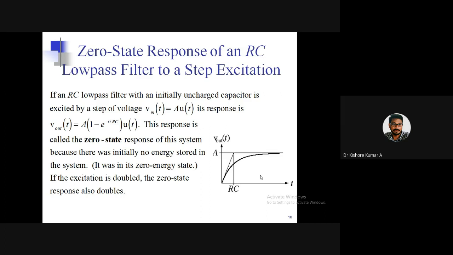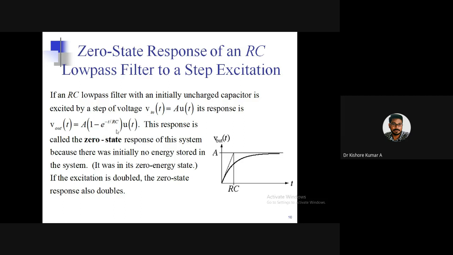For the particular step voltage V in of t equal to A u(t), the output response V out of t is equal to A times (1 minus e to the power minus t by RC) times u(t), because it is subjected to a step excitation.